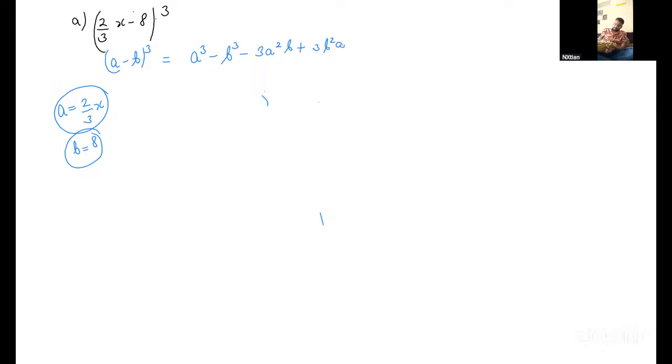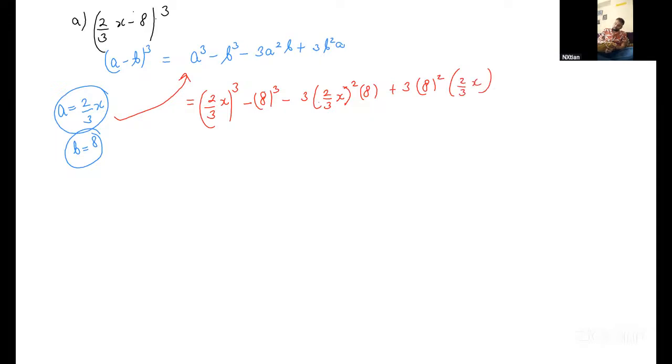Okay, I used the second identity. No problem in that, you can use that. Now I will put the values into it. So it will become (2 by 3x) whole cube minus 8 cube minus 3 into a square, which is (2 by 3x) square, and b is 8, plus 3b square, which is 8 square, and into a, which is 2 by 3x.